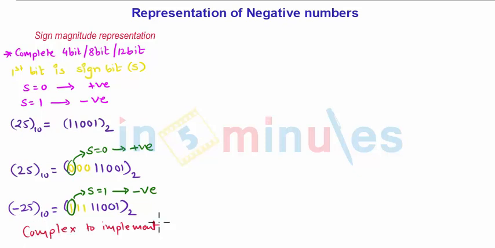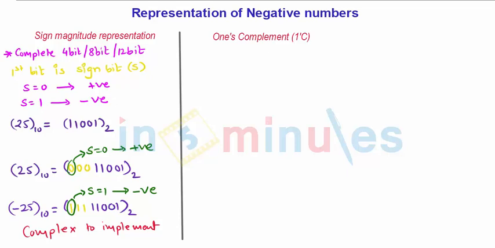Since the sign magnitude representation is very complex to implement, we developed a new technique called the ones complement technique. What actually is the ones complement technique? It is the same as the sign magnitude representation, but you replace all the ones by 0 and all the zeros by ones.